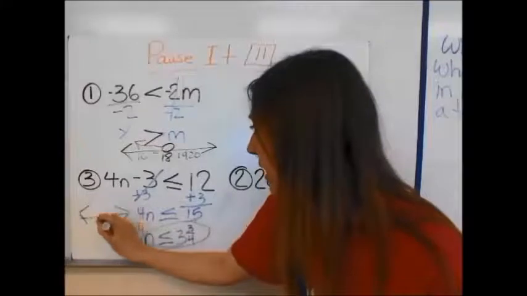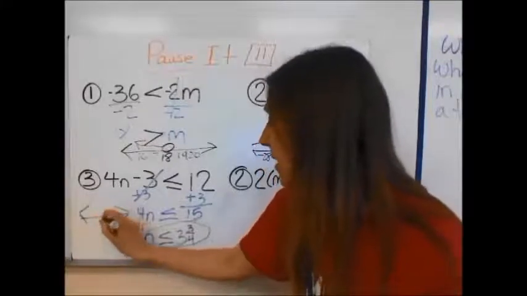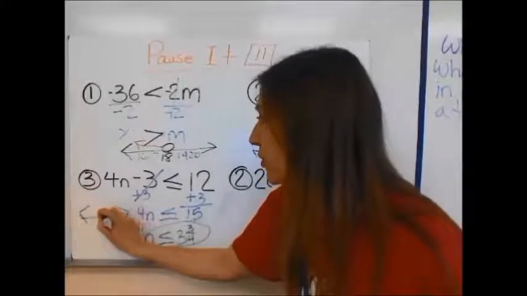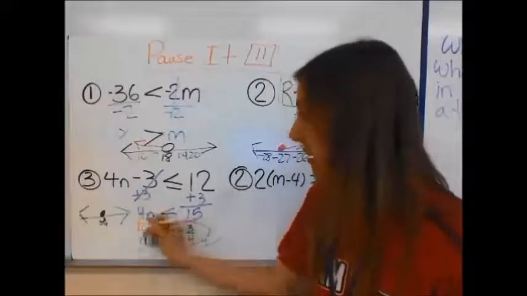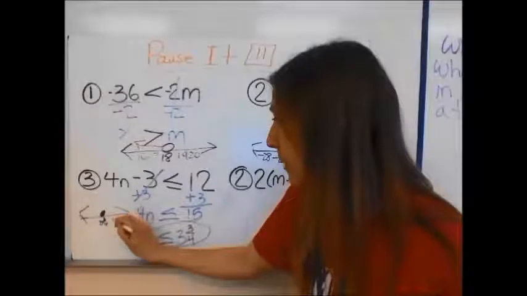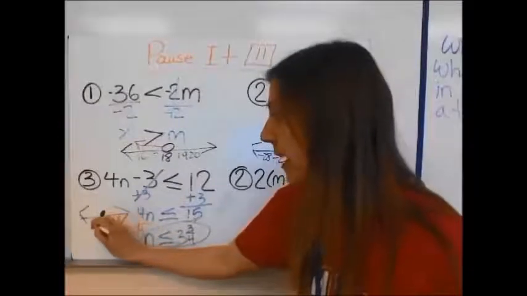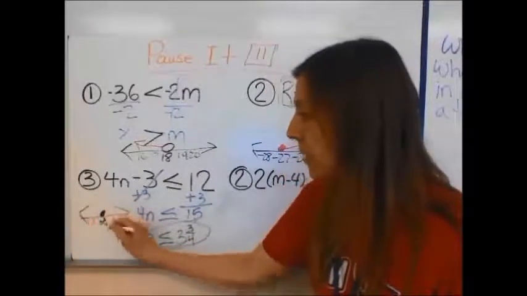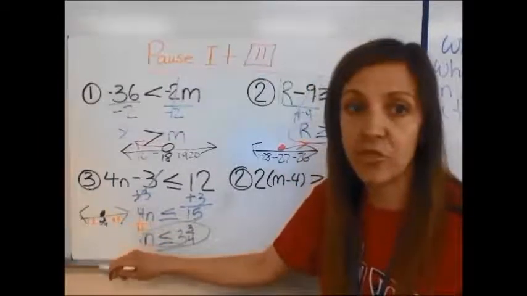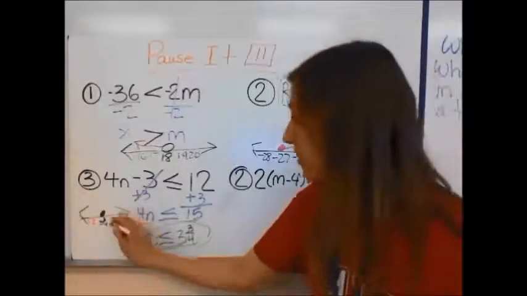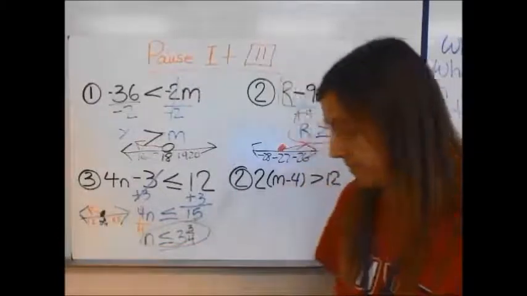I'm going to put 3 3/4 right in the middle. I'm going to have a closed circle because of the or equal to sign. I'm going to have greater numbers to the right, which would be 4 and 5, and lesser numbers to the left, 2 and 1, and I'm going to point my arrow towards everything that is less than 3 3/4. So to the left.